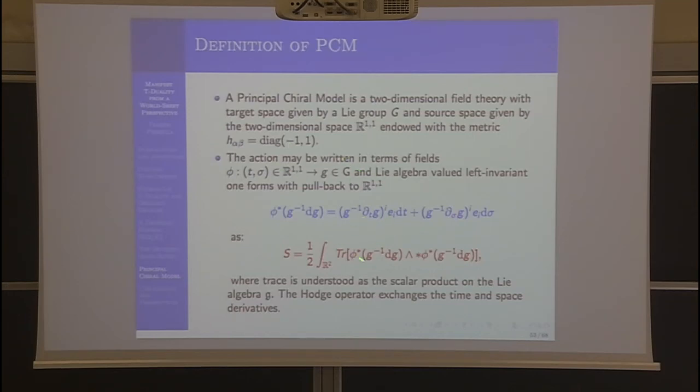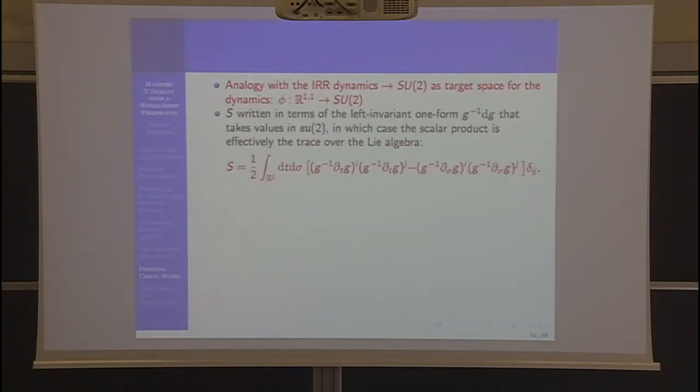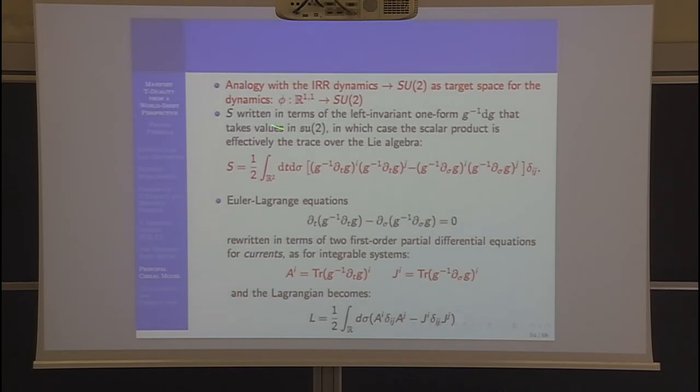So this is the action, and of course, if we want to consider the analogy with the rotor, we consider SU(2) as a target space, and the action can be written in this way. These are the Euler-Lagrange equations, and this can be written in terms of two first order partial differential equations for current, like it happens for integrable systems.